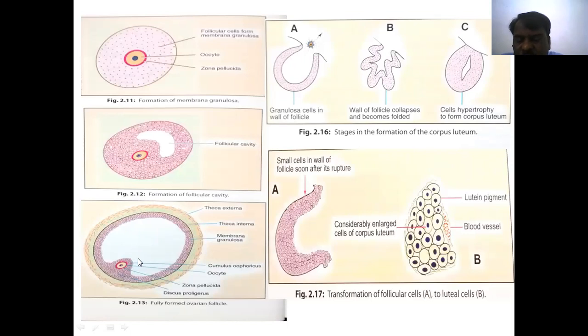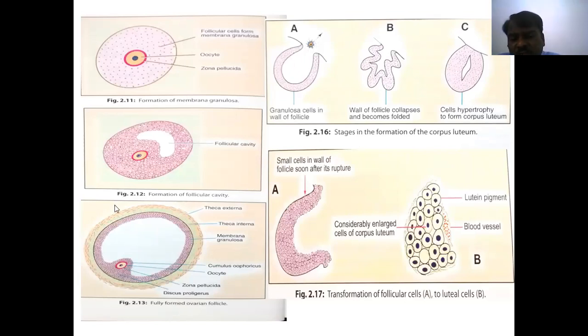Here is the cumulus oophorus. The stromal cells outside this granulosa form a cellular layer, and outside the cellular layer we can identify a fibrous layer. The cellular layer forms the theca interna. The theca interna produces the estrogen hormone. Then after that the theca externa is there. You may expect a viva question on which hormone is secreted by the theca interna. After formation of this, it is ready for ovulation.